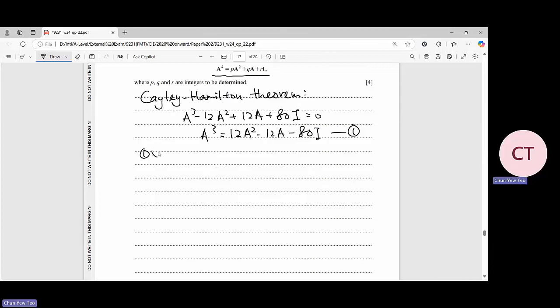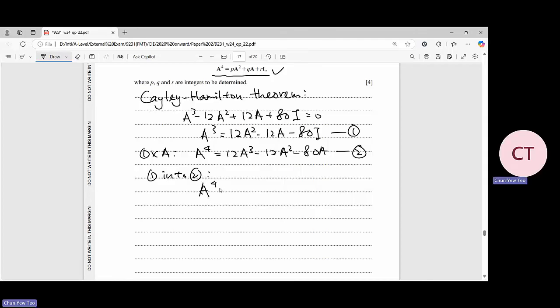Take the first equation and multiply by A, you will get A to the power 4 equal to 12A cubed minus 12A squared minus 80A. That will be my second equation. You can see that the expression has A cubed, so you just need to substitute 1 into 2.